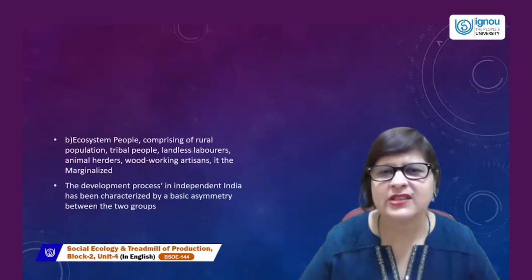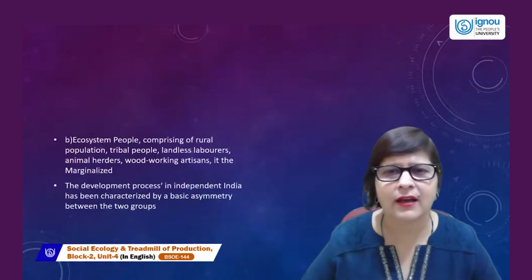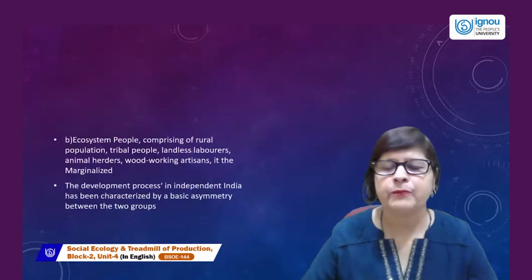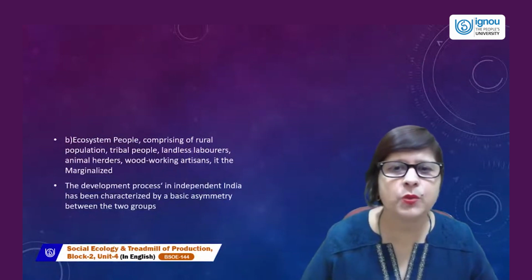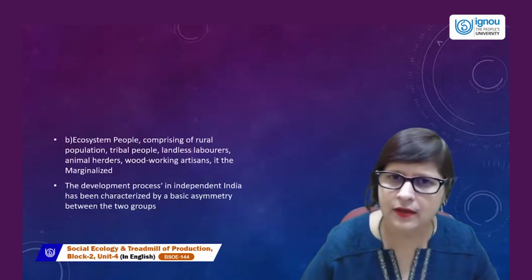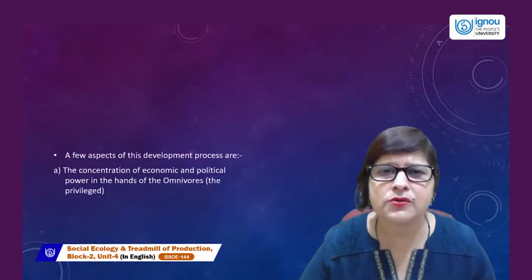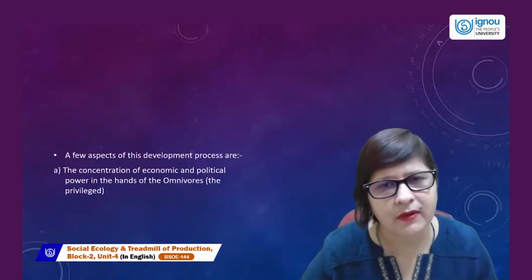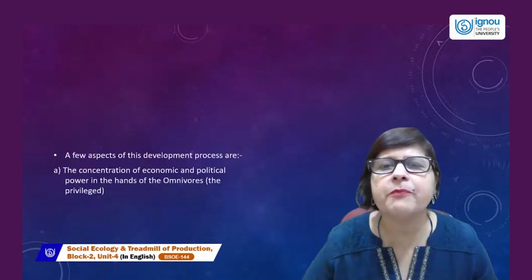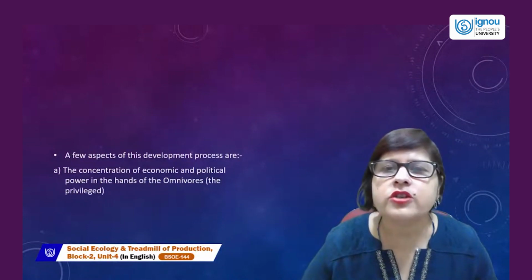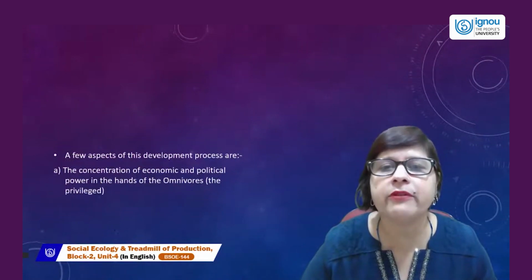After independence, our state preferred industrial development. They preferred the privileged group, and because of this, there is an asymmetry between the two groups, that is, between the marginalized group and the privileged group. Because the state has given access to resources to one group. A few aspects of the development process are the concentration of economic and political power in the hands of omnivores, that is, the privileged ones.